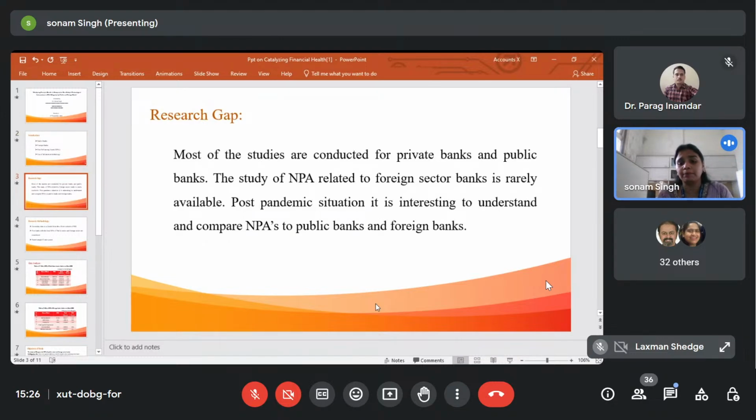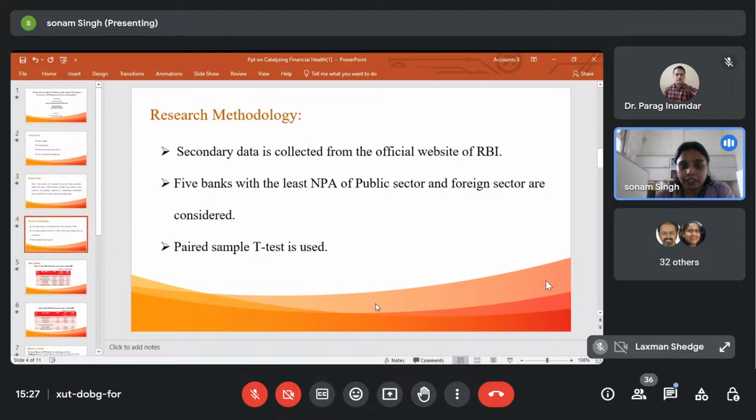So, the research gap from the literature review was that many studies have been done on Indian banks, so I have focused on foreign banks also. Research methodology: over here I have collected secondary data from the official website of RBI. I have taken 5 banks with the least NPA of the public sector and foreign sector, and a paired sample T test has been used.